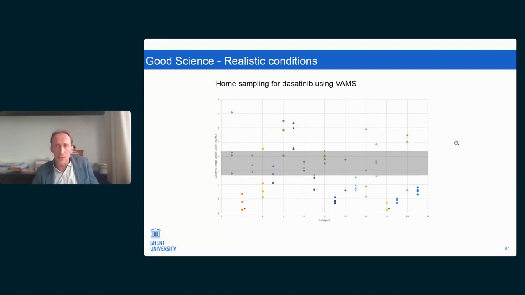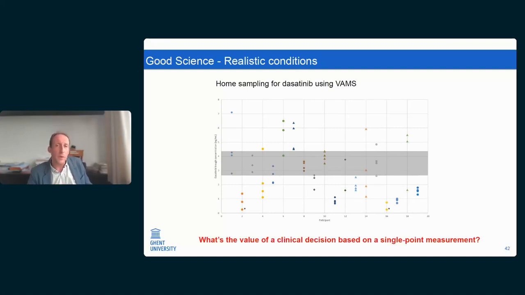So in other words, if we would sample on day one, we would consider the concentration to be too low. And if we sampled on day three, we would consider the concentration to be too high. Which one is the correct one? We actually don't know. So we could wonder, what's the value of just having a single point measurement, whether that measurement was from a microsample at home, or from a single measurement performed in a clinical lab? Does a single point measurement tell us the truth?